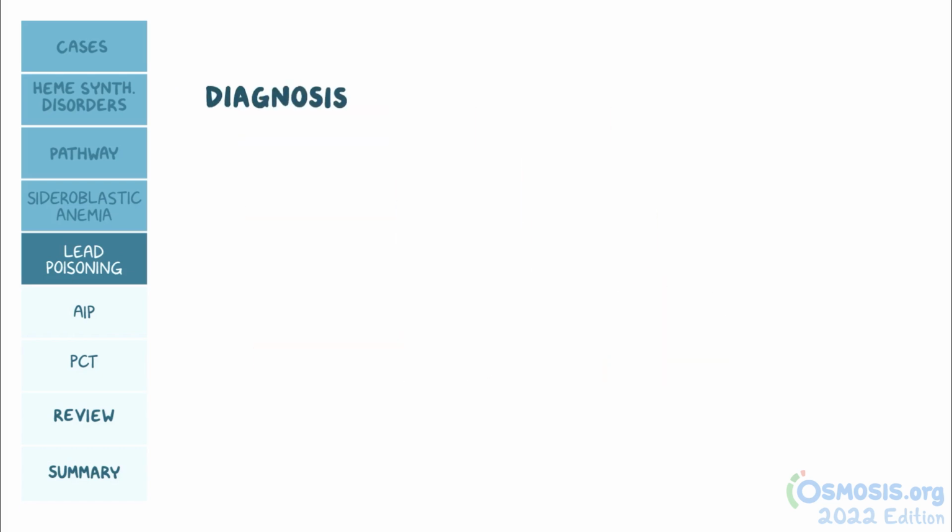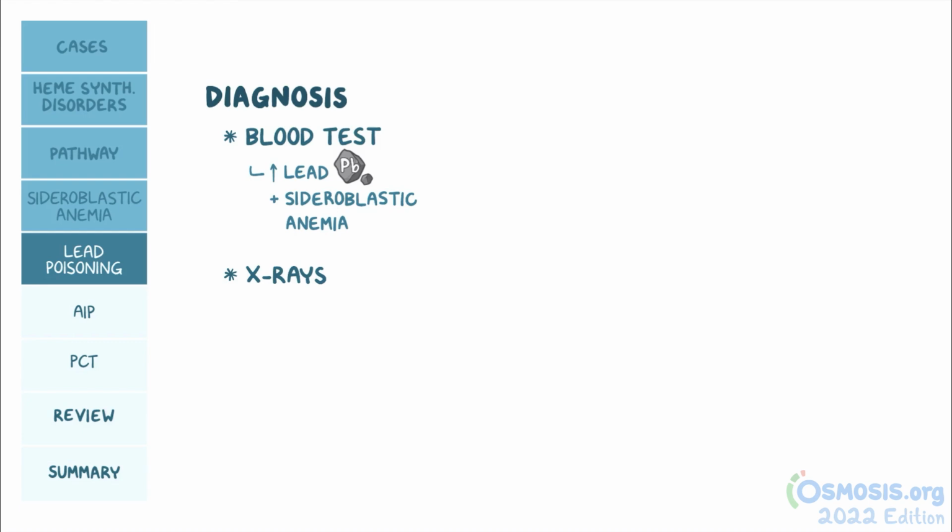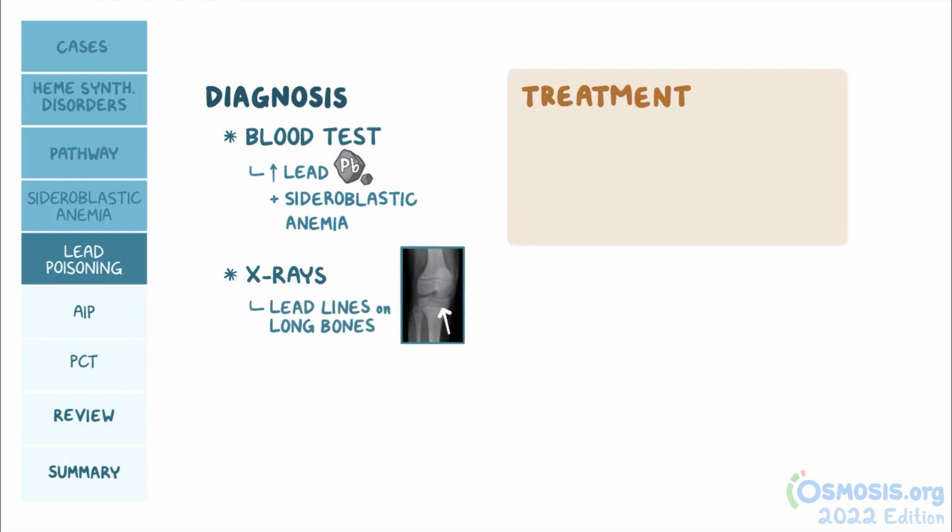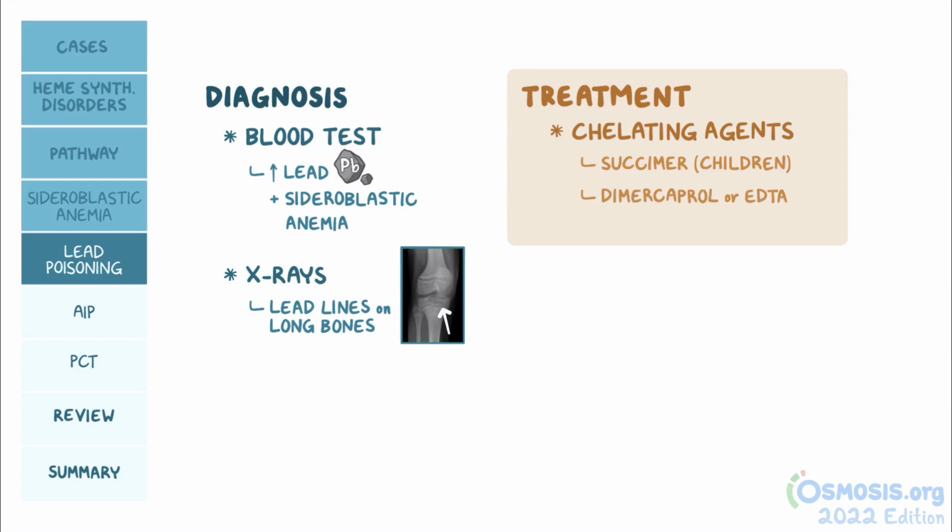Now, for diagnosis of lead poisoning, blood tests would obviously show high levels of lead, in addition to the sideroblastic anemia. Finally, X-rays might also be done to look for lead lines on long bones. The main treatment for lead poisoning consists of chelating agents like Succimer for children and dimercaprol or EDTA for adults.